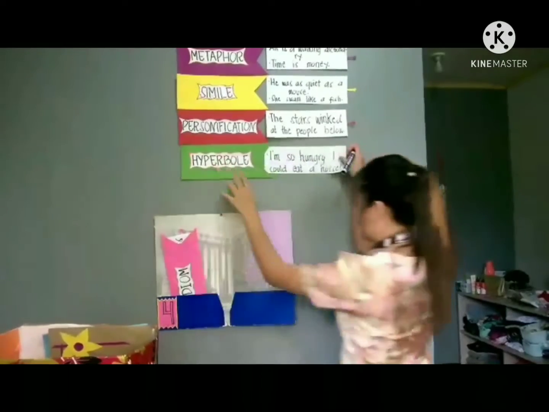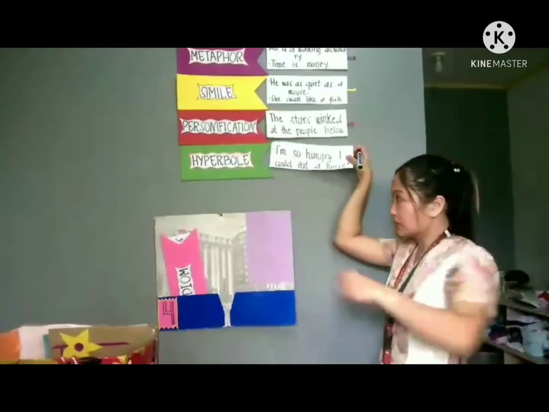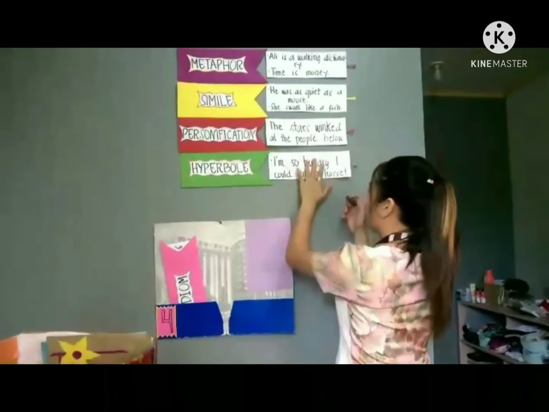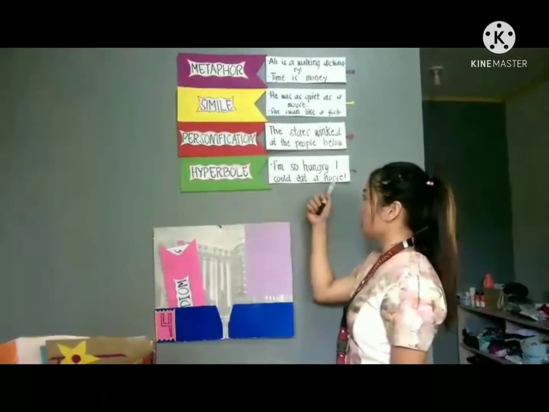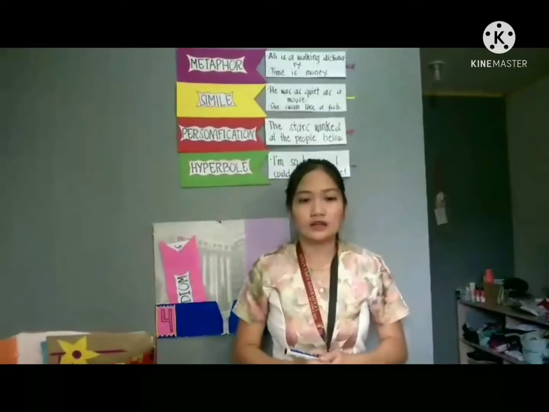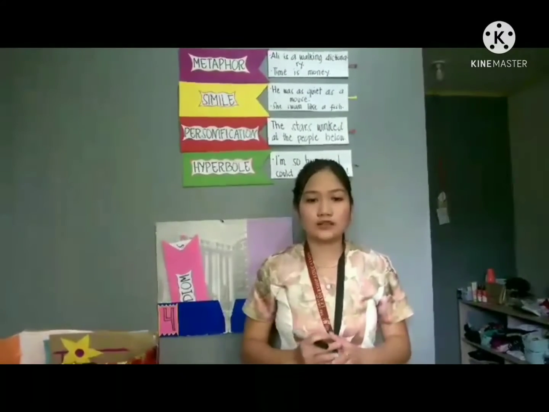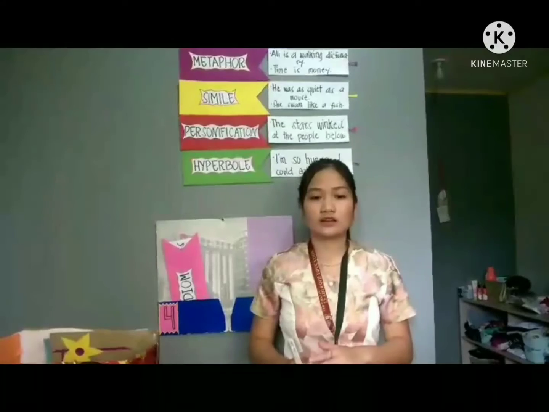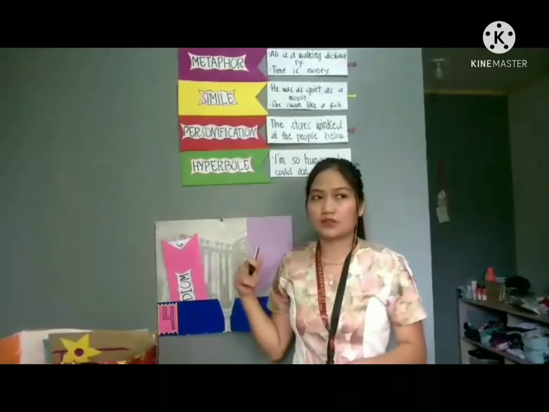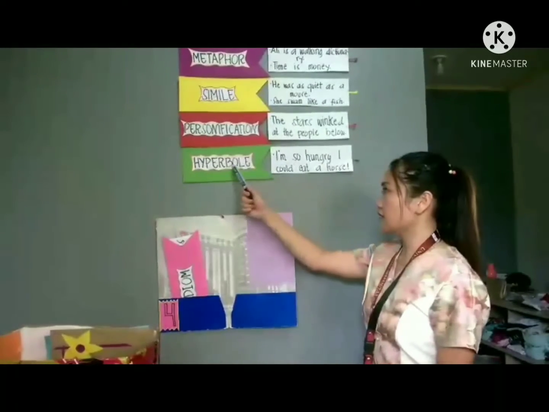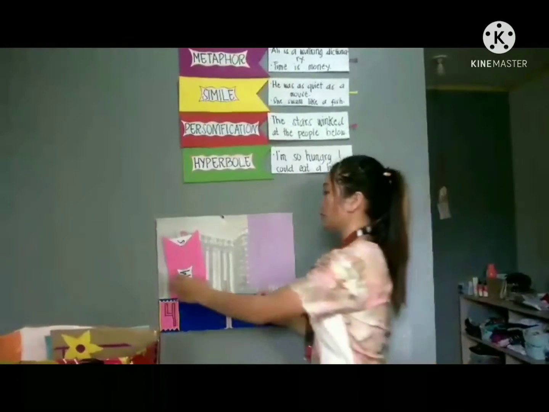This is the example of hyperbole. "I'm so hungry I could eat a horse." So this is the example of hyperbole, that actually no one is going to eat a horse when they are hungry. But this type of figurative language just explains how hungry they really are. So this is the example of hyperbole.